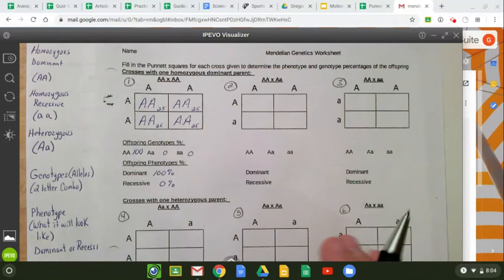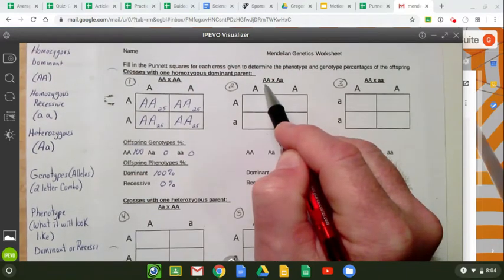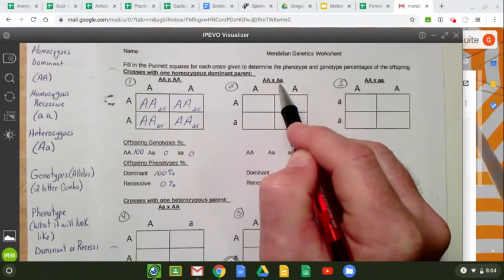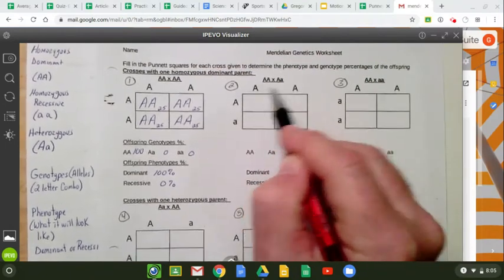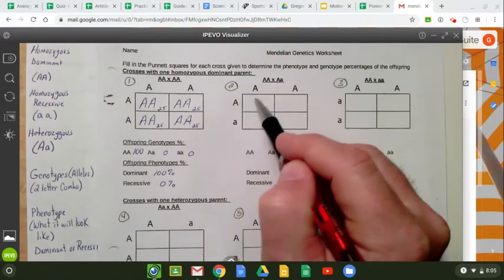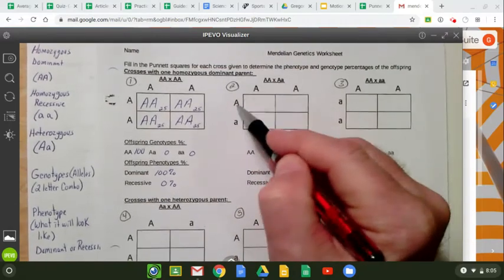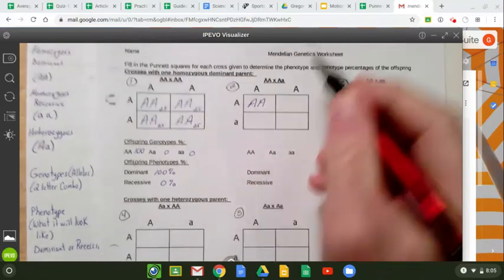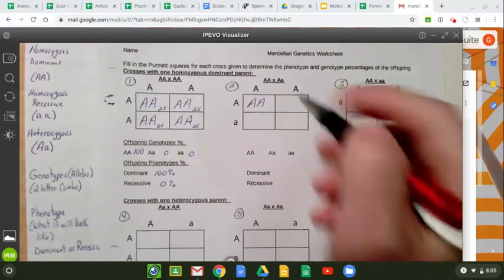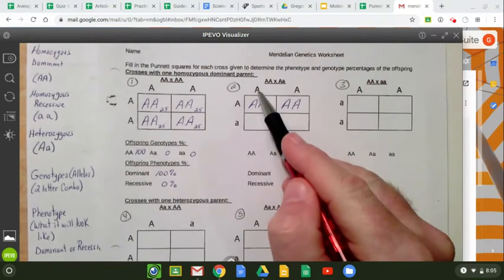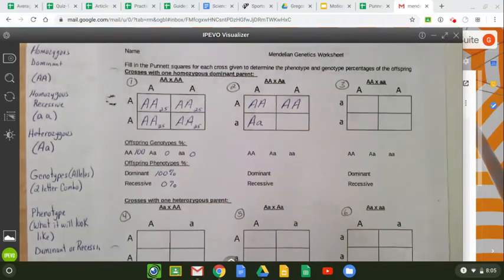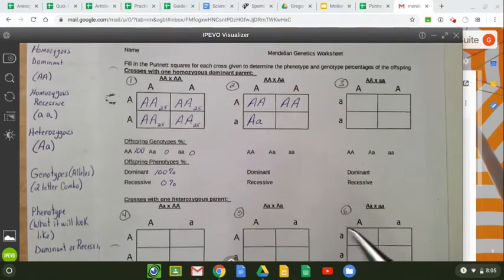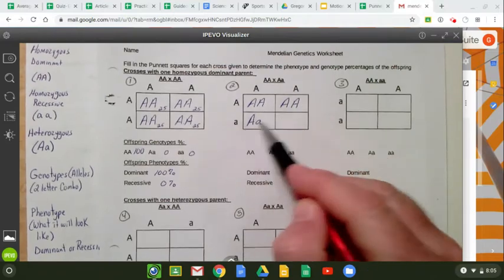In question 2, here we are crossing a homozygous dominant with a heterozygous parent. So we got our capital A, our dominant here, and then our heterozygous here. All right, so we fill in the squares. Capital A, capital A, capital A, capital A, capital A, lowercase a. Now, we always want to put the capital letter first, not the other way around. And then same thing here, capital A, lowercase a.